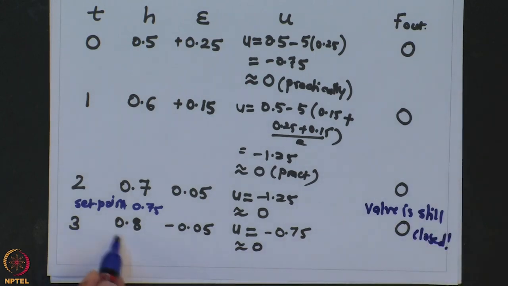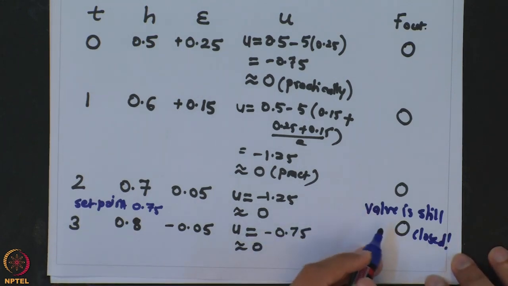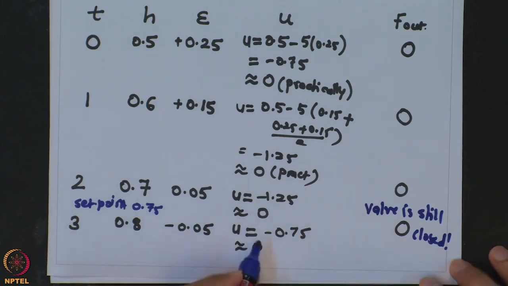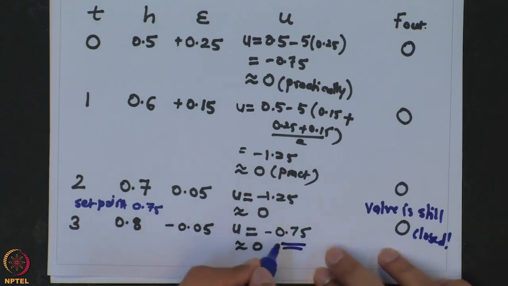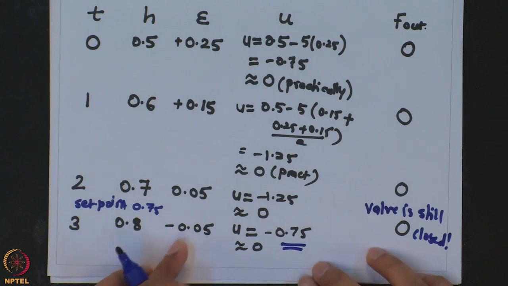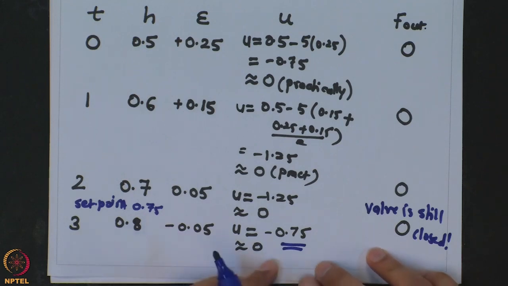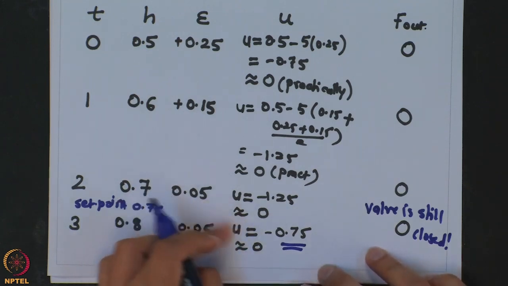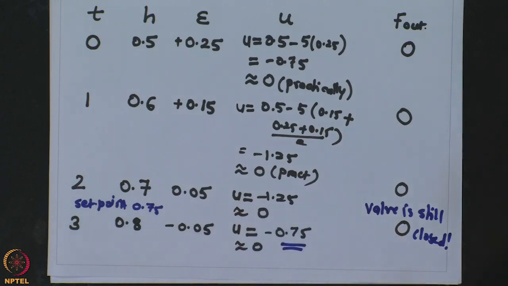So you are seeing that the level has gone beyond the set point, but still the control valve is closed. So that is the problem, because we are spending too much of effort on the integral action. So all this is happening because of the integral action. The proportional action has already told you that the controller output has to increase, but the integral action is kind of dominating the proportional action and the valve still remains closed.